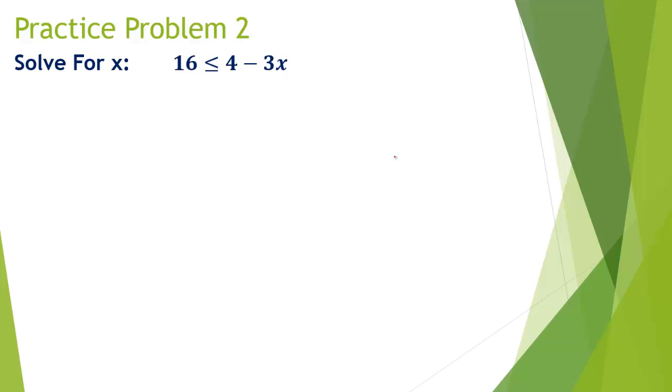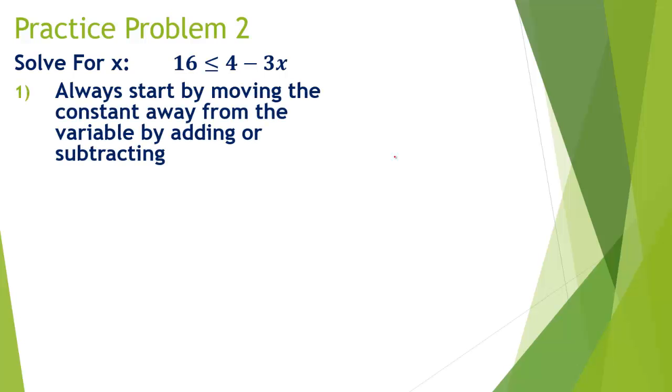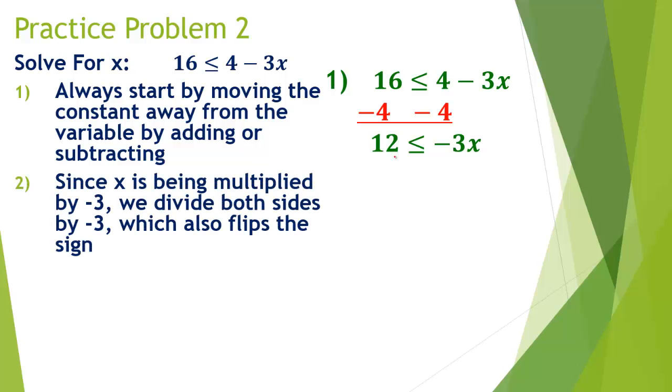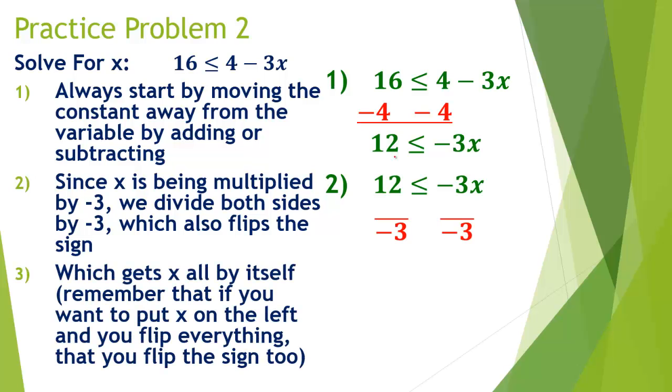Next practice problem. So we have 16 is less than or equal to 4 minus 3x. So always start by moving the constant away from the variable by adding or subtracting. So that means we're going to subtract 4 from both sides, which is going to give us 12 is less than or equal to negative 3x. Since x is being multiplied by negative 3, we're going to divide both sides by negative 3. And since we're dividing by a negative, we flip the sign. Okay, which gives you x all by itself.